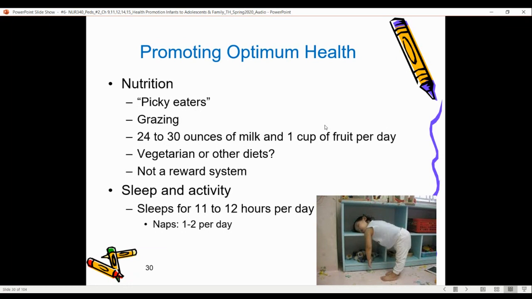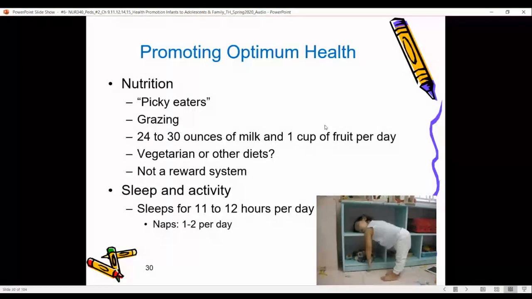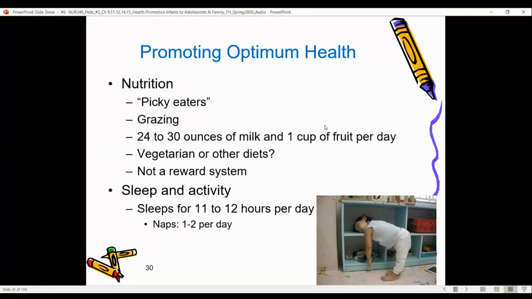If they're obese, they need 2% milk. So obese kids, 2% milk. If they're not obese, whole milk. But we don't want to go all the way down to skim milk because they need the fat content still for brain development.